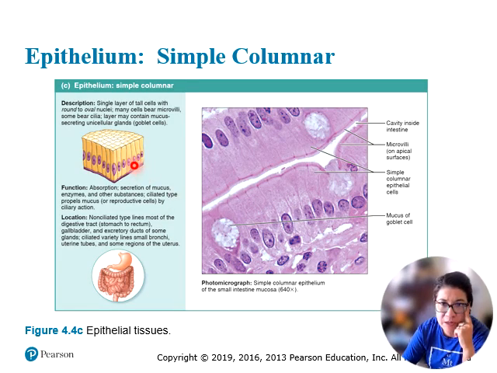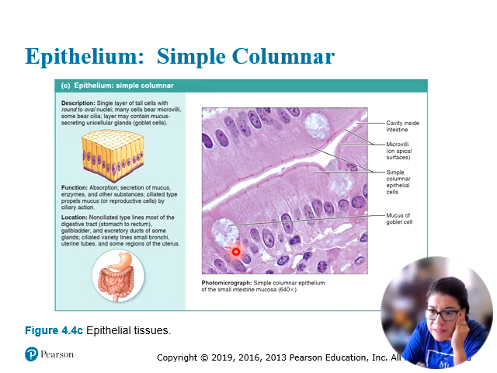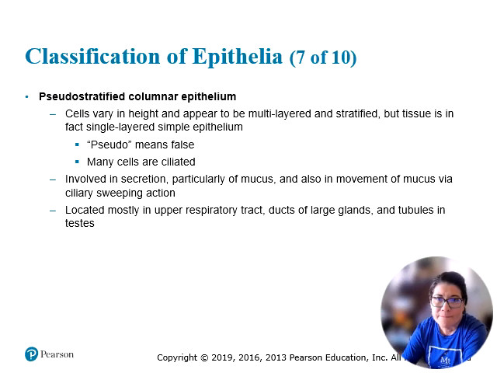So here's what they look like, little columns, like little soldiers lined up. And then some of them have these little microvilli that you can see. It's like a little carpet right here. So that's lining your small intestine, and it absorbs nutrients. And then this is a goblet cell, and it makes mucus, and that's the mucus. So some of them are goblet cells. Pseudostratified columnar.